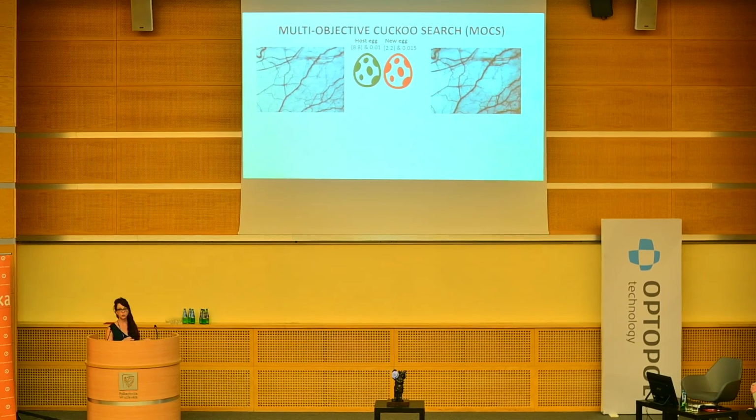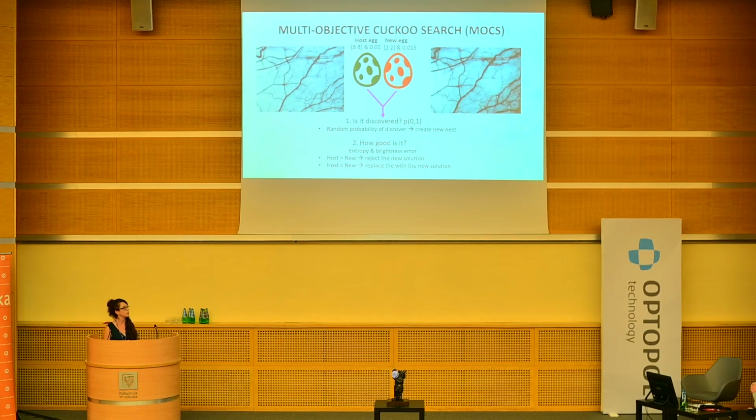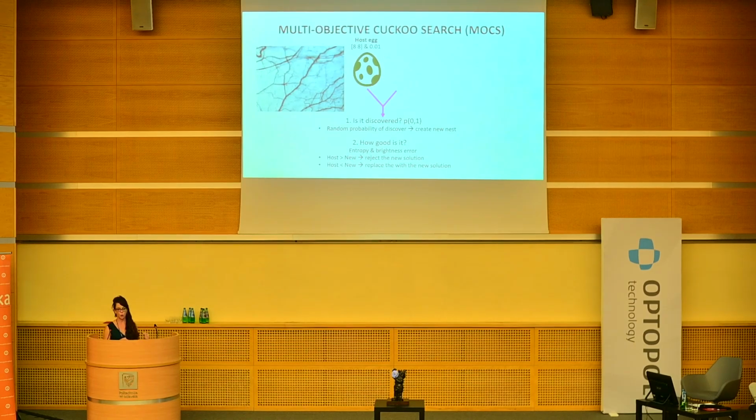So what we are going to do now is see if mama bird is going to realize. In order to know that, we are going to assess how good that image is. We are going to see the entropy of the image and the loss of brightness of the image, and decide if it's better than the original solution or not. In this case, it's worse than the original solution. So we are going to reject the cuckoo, throw the cuckoo out, and keep the host egg. And then we're going to do this again.